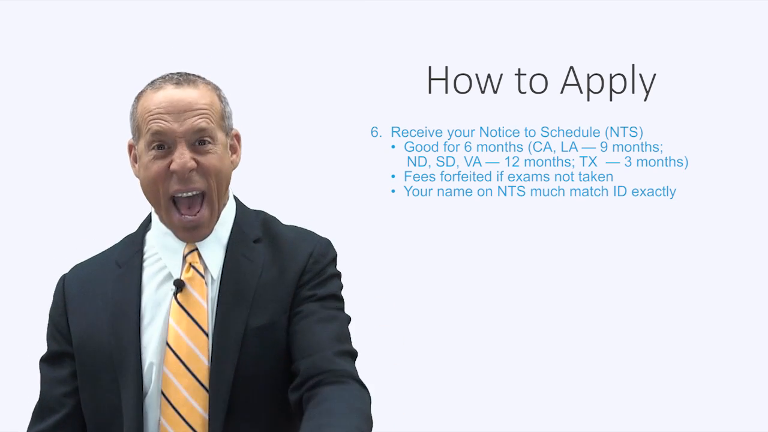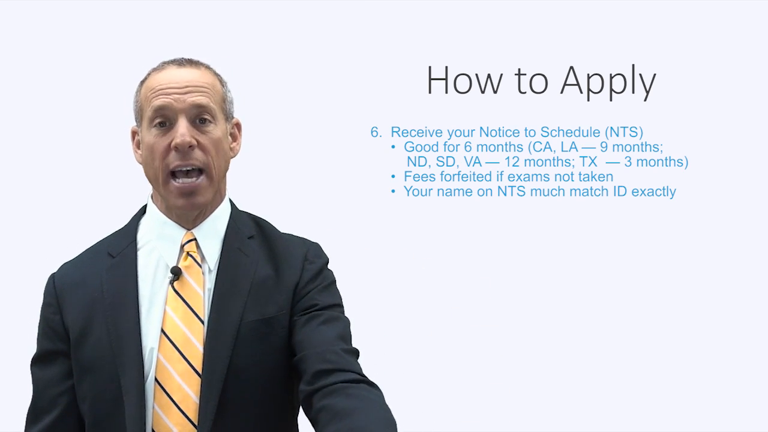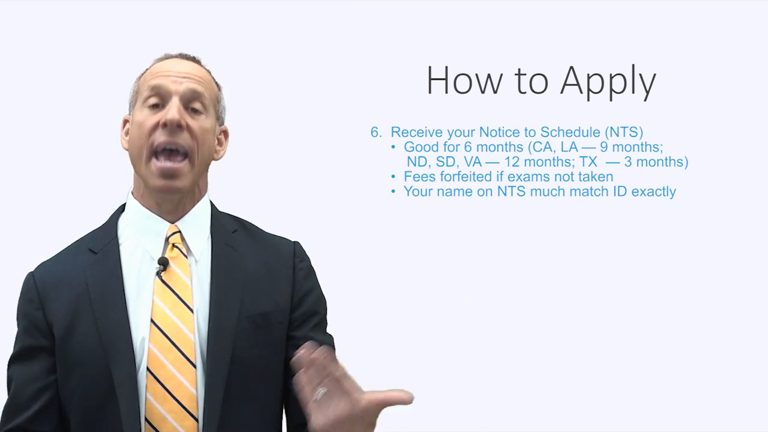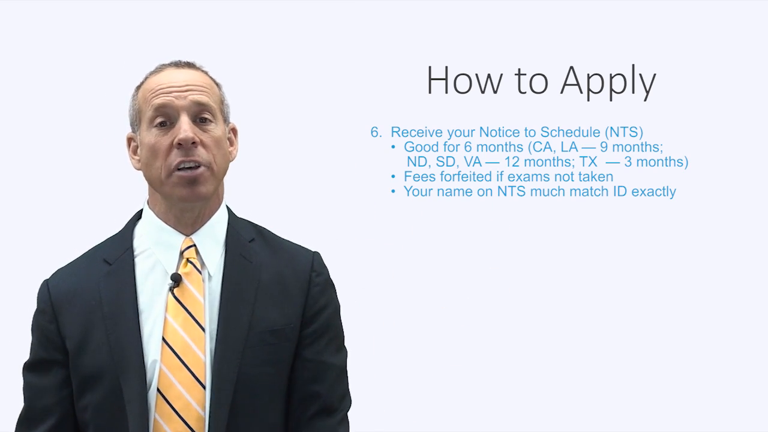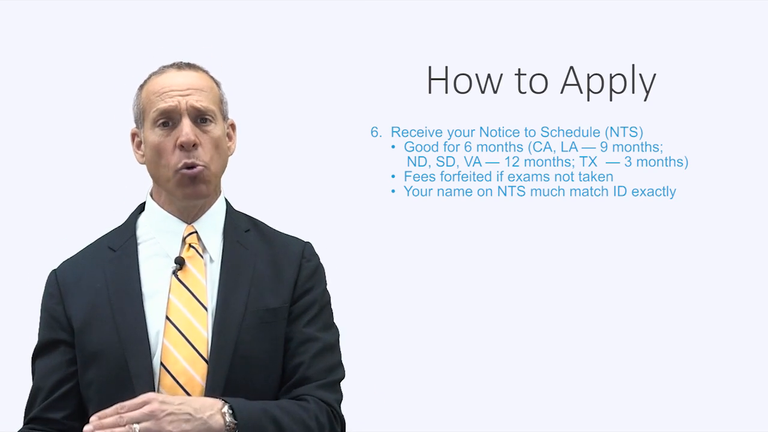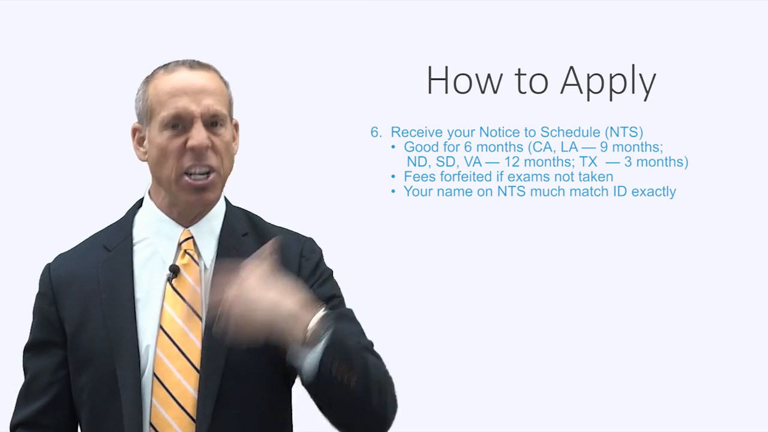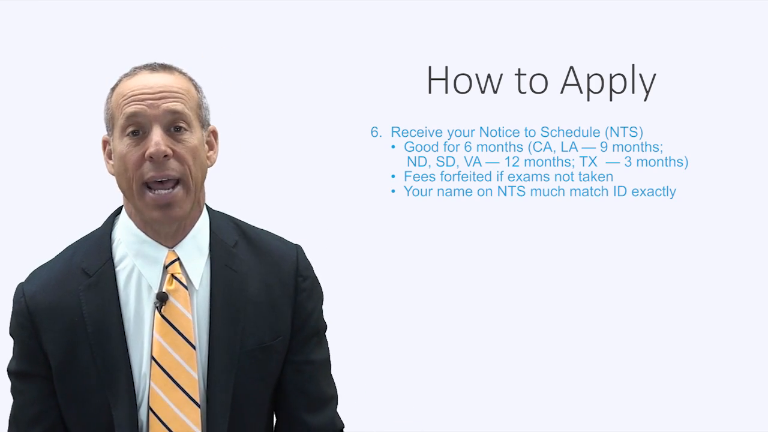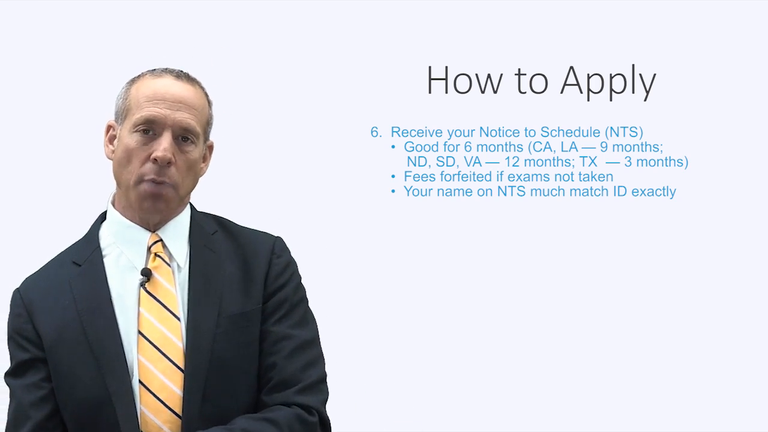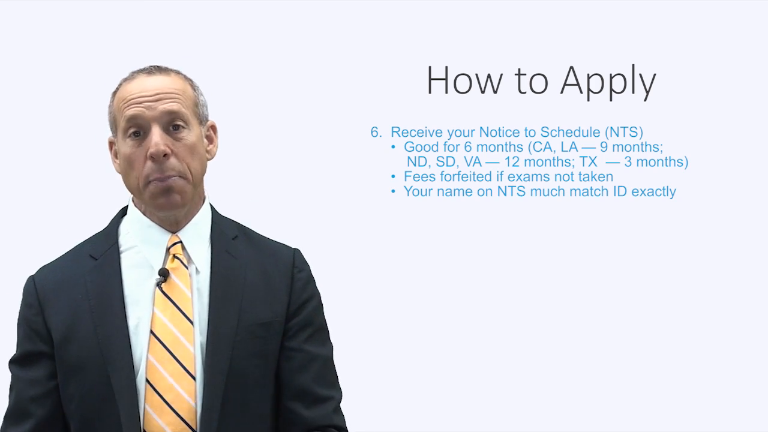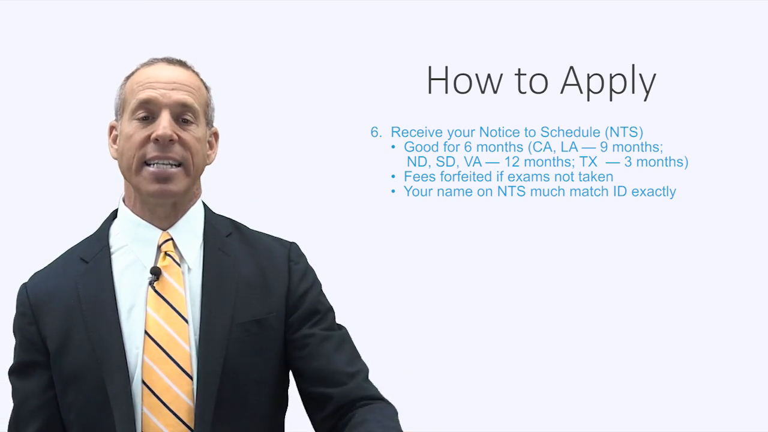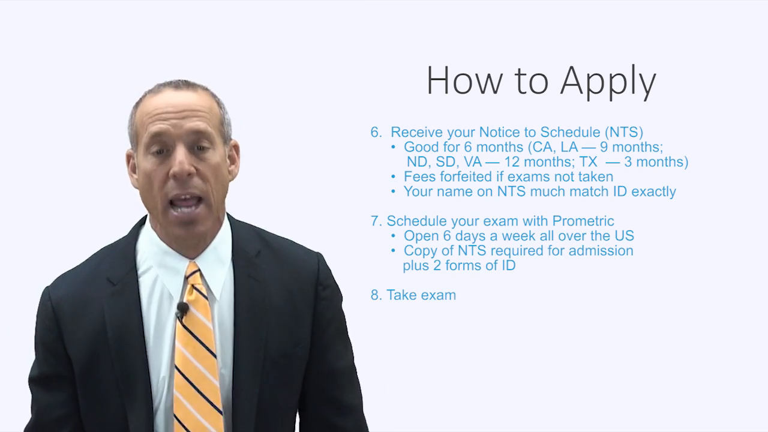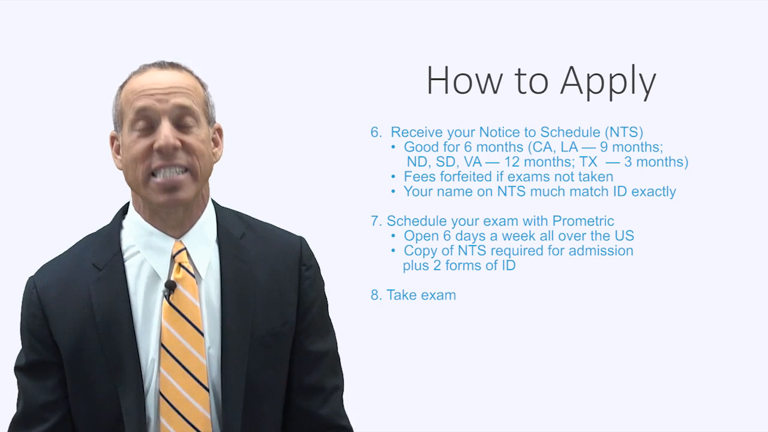But if you want to add a part, you can do a new notice to schedule for the repeat fee of $25 to $75 depending on the state. And you'll get your notice to schedule usually in about 3-4 days. So the first time you apply, it takes about 4 weeks because they've got to check out your transcripts and everything. Once they've approved you, when you reapply it takes a couple of days. So my suggestion: first time, sign up for maybe 2 parts; repeat, sign up for 1 or 2 parts. That takes about a week. Then you schedule your exam with Prometric, then you take the exam, and then you receive your scores.